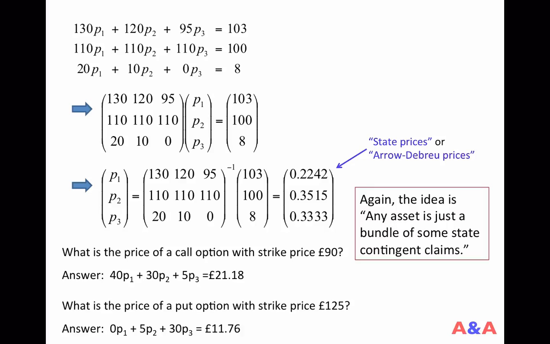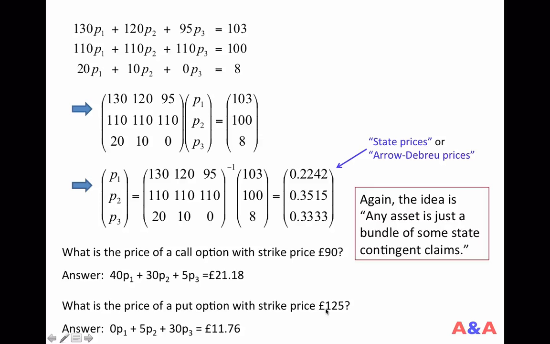What about a put option? Let's consider a put option with strike price £125. A put option is a right to sell. So with this option, you can sell this stock for £125. If state 1 realizes, the market price of the stock is 130, you can sell the stock for 130 in the market. There is no point in exercising this option to sell the stock for only 125. So the value of the put option will be 0 if state 1 realizes.